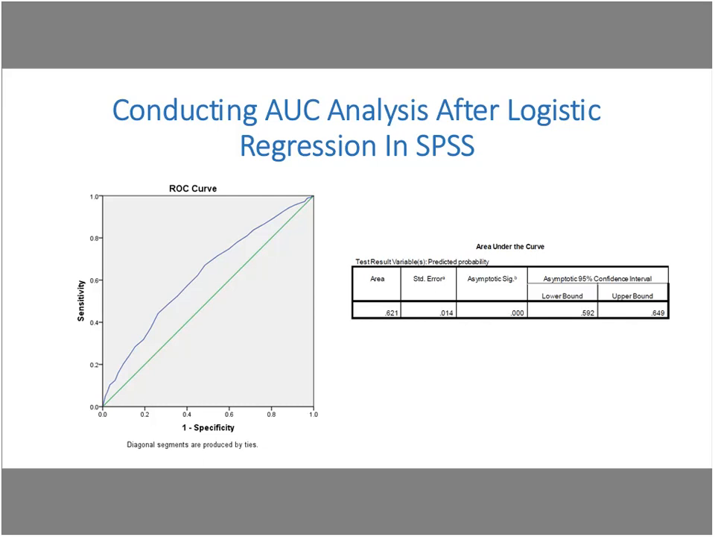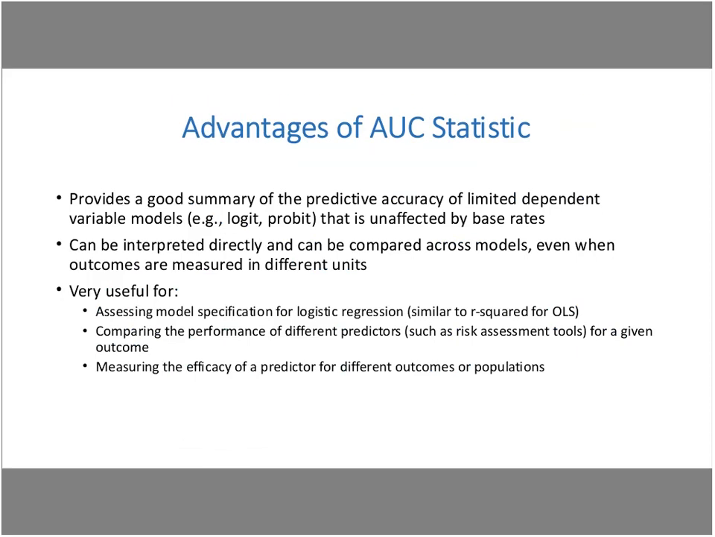So that is the output from SPSS, and that's basically what you can expect to get. In terms of why you would want to do this, there are a few things to keep in mind. One is that the AUC provides a really good summary of the predictive accuracy for limited dependent variable models, or models that are looking at dichotomous dependent variables.